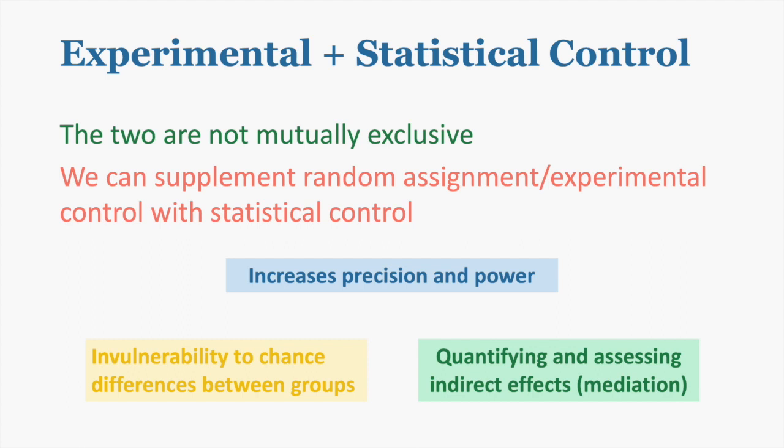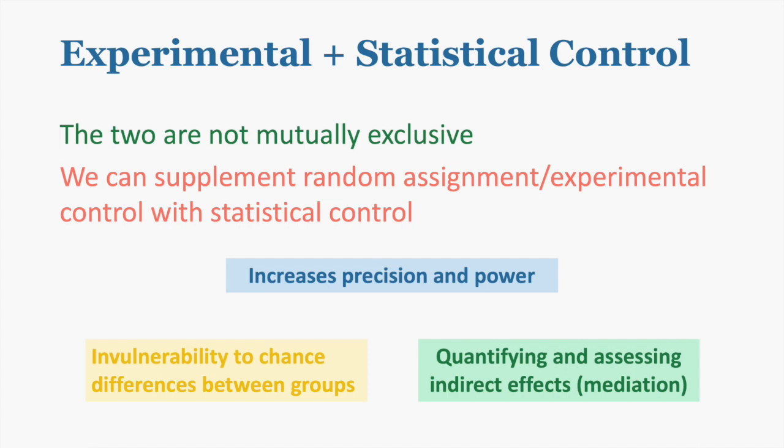All right, so it turns out experimental and statistical control are not mutually exclusive. You actually can do both. What's cool is when used in tandem, it actually helps us in a lot of ways. We can supplement random assignment and experimental control with statistical control. In that case, it increases precision and power. So our estimates are more precise and we're more likely to correctly reject a false null hypothesis.